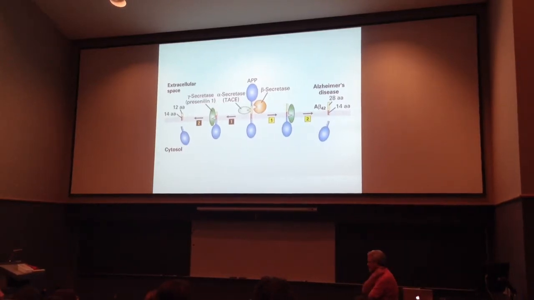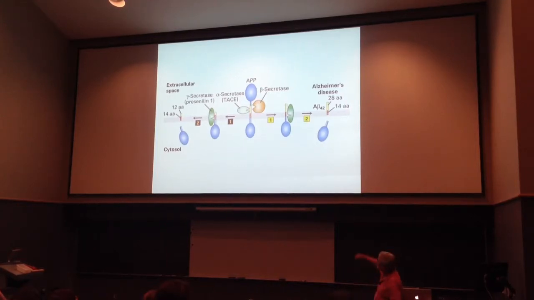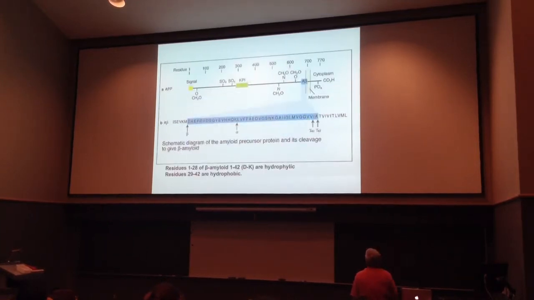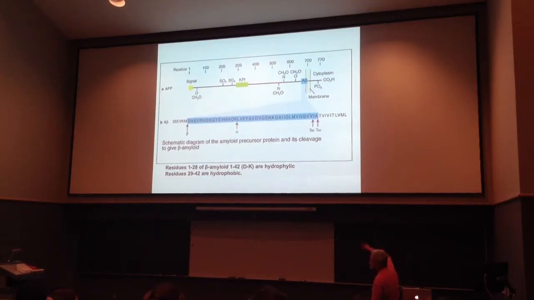I keep saying 1 to 40, 1 to 42. And the reason is this gamma secretase, this presenilin, is a little bit on the promiscuous side. It will cut a little bit at different sites. Just like this showed, it can cut anywhere here and give you slightly different sizes.